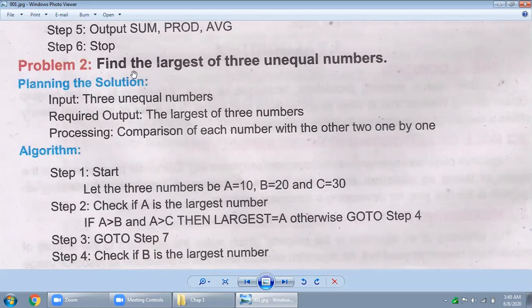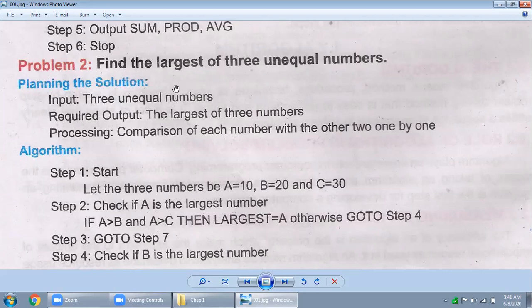But over here, the question asks, find the largest of three unequal numbers. So let's say I give you 10, 20 or 30, whatever. Now if I assign the value A is 10, B is 20 and C is 30, what is the correct answer? Obviously the correct answer is C, because C has the value 30.